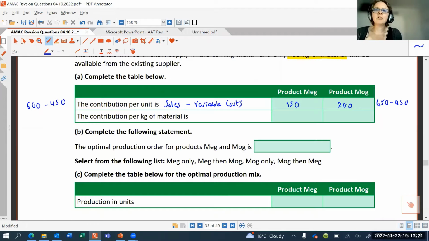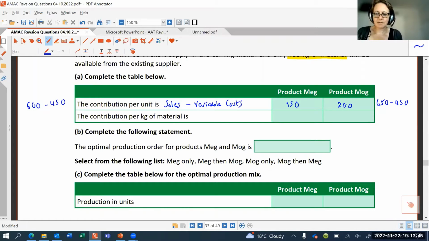Now that phrase contribution is actually an abbreviation. It's shortened for contribution towards fixed costs and profit. The idea being that when I sell a product for more than its variable cost, I've got a bit of money left over. What do I do with that money? Well, I save it up. I save it to help me pay my fixed costs.